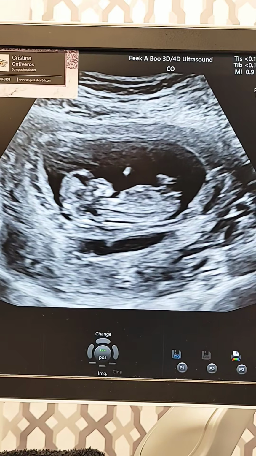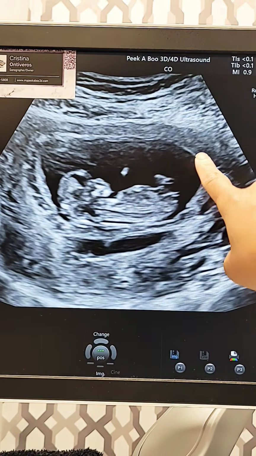Subchorionic hemorrhage. Why do we get them and how common are they? Behind me is an ultrasound of an example of someone who is pregnant that has a subchorionic hemorrhage. I'm going to try to explain to you in the most normal terms why they happen and how common they are.